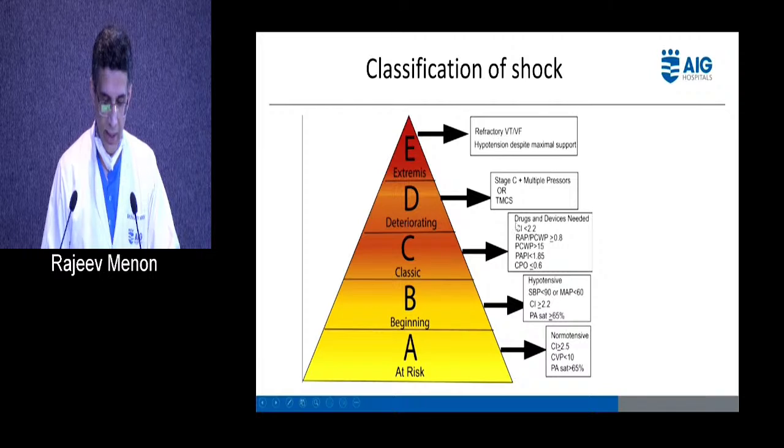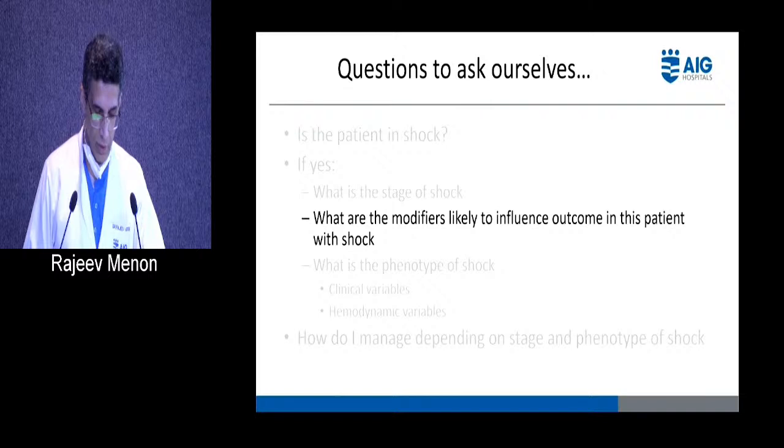C is where the cardiac index has come down. So the patient has started hypoperfusing, and all the things which we discussed in the definition of shock now have come into play in classic shock. Deteriorating, of course, is dependent upon the inotropes and the amount of mechanical support which we use.